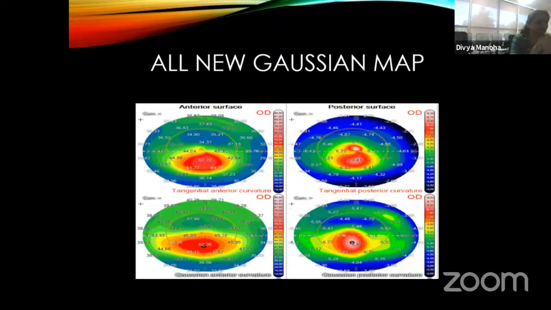So the interesting thing is about this Gaussian map, which the machine projects. The Gaussian curvature is nothing but the product of the steepest and the flattest local curves at each point. Whereas the sagittal and tangential maps show us curvatures along the surface meridians, the Gaussian map will show us curvature at a particular point. So this is able to precisely locate the corneal apex objectively, and it also negates astigmatism and projects ectasia to us. So this is a real curvature map.